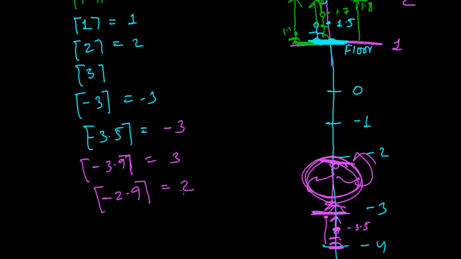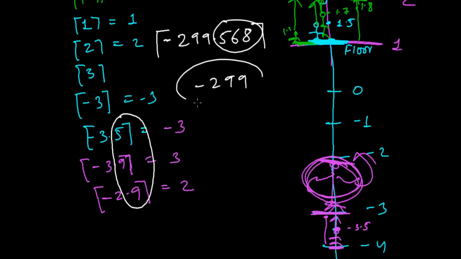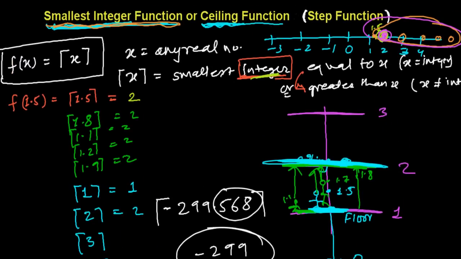So in this case, you're just going to chop off this portion, all right, and you're going to get this one. Whatever you're going to find out, the smallest integer for, let's say, minus 2.99568, that will be simply the ceiling function of this. Just chop off this and you'll get minus 2. So chopping off works in positive numbers in the greatest integer function, and it works in negative numbers if it is the smallest integer function, right?